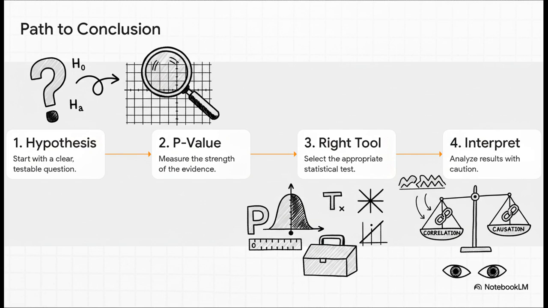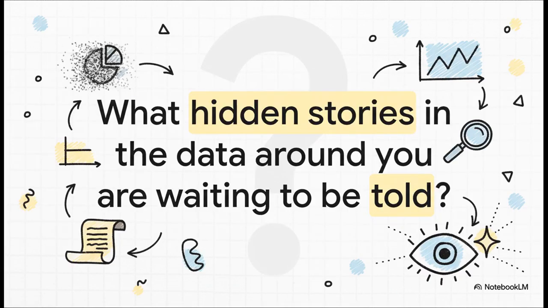First, you start with a sharp, clear question. That's your hypothesis. Second, you measure your evidence. That's your p-value. Third, you pick the right tool for the job. And finally, and this is maybe the most important step, you interpret your findings carefully, always chanting that mantra, correlation is not causation. Look, once you understand these core ideas, you're not just staring at a spreadsheet anymore.